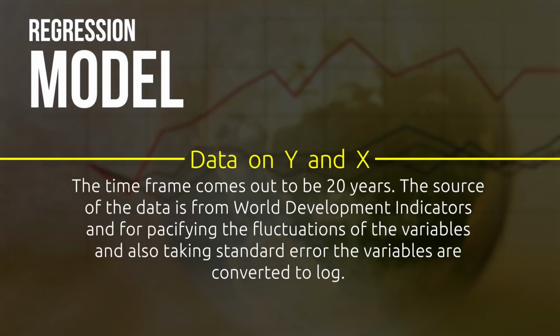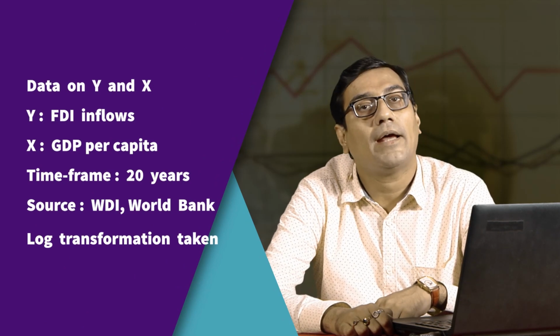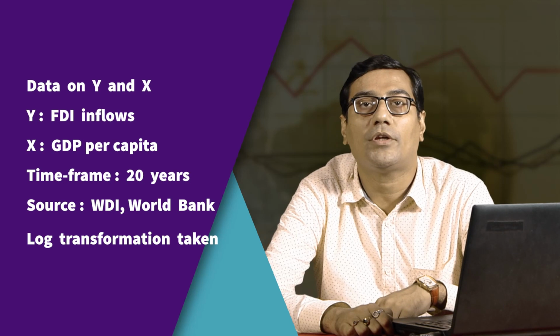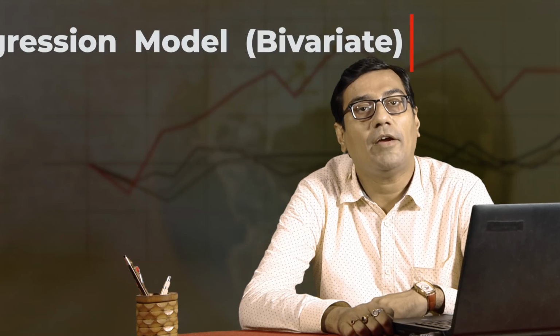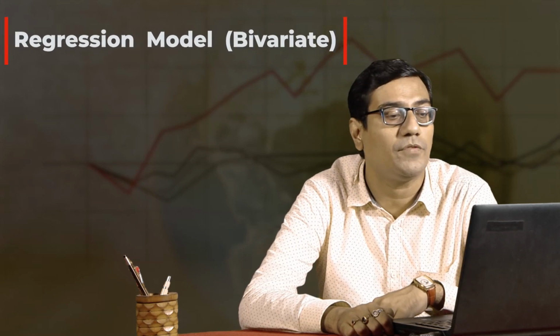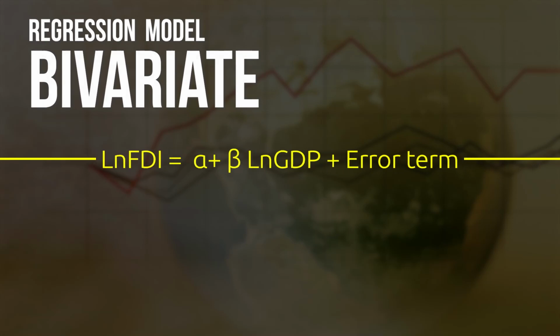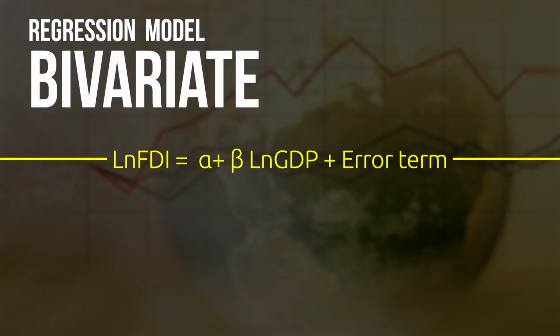The source of the data is the World Development Indicators, and for pacifying the fluctuations of the variables and also taking standard error, the variables are converted to log. So based on the transformation, it is a log linear model, and both x and y are considered in logarithmic transformation. This boils down to a bivariate regression model, as we can observe in this slide: ln FDI is equal to alpha plus beta ln GDP plus error term.